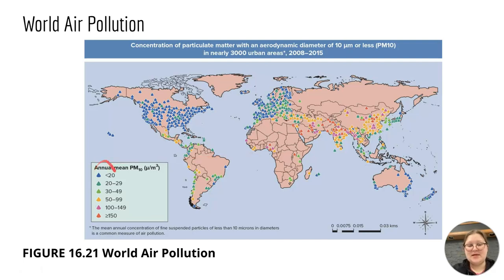So this is measuring particulate matter pollution over different areas. Most of the U.S. is in the blue, but then when we get into some of the developing countries, they are in the red.